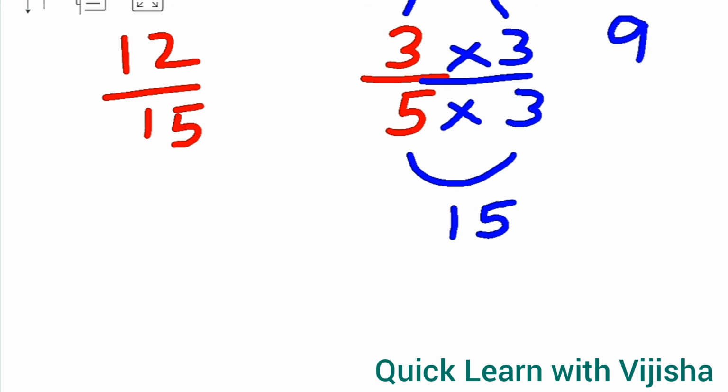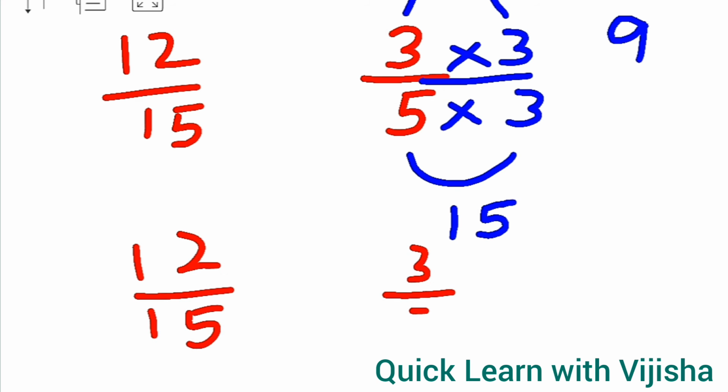So which side will be greater? 12 upon 15 compared to 3 upon 5, which here you are getting as 9 upon 15. So this is smaller. So 12 upon 15 will be the greater number. We'll see the last question in this problem set.